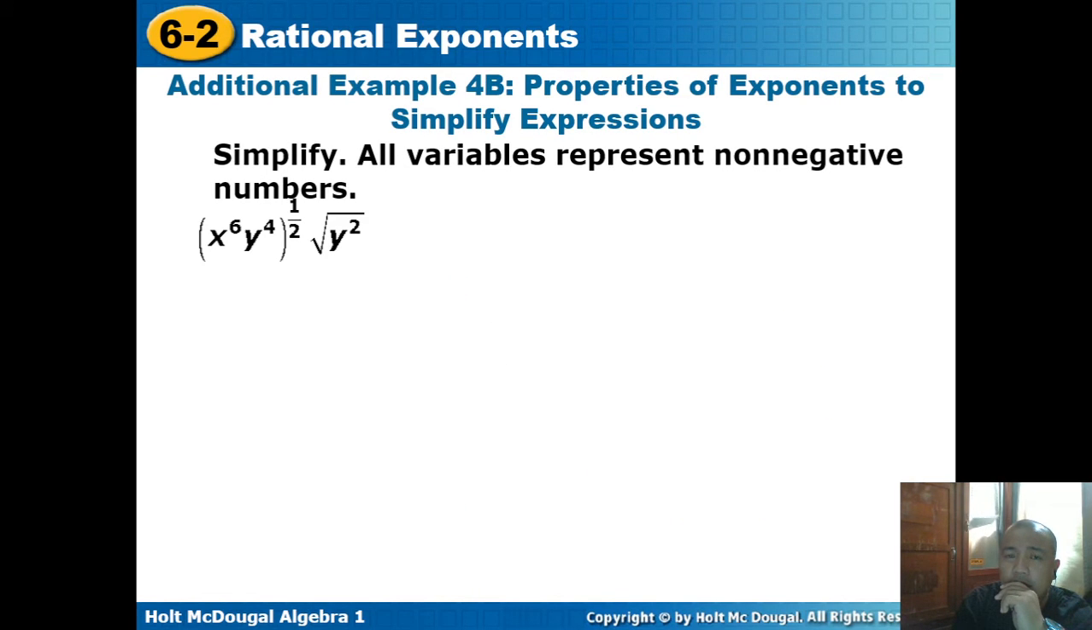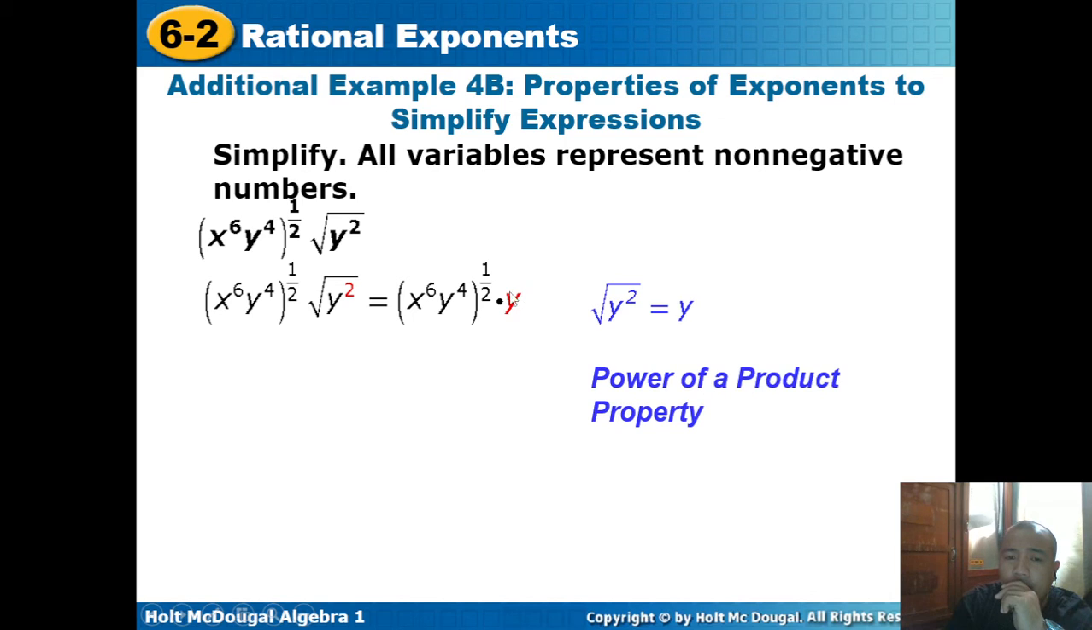Another, simplify. All variables represent non-negative numbers. x to the 6, y to the 4th raised to 1/2 times the square root of y squared. The square root of y squared is y, because y times y is y squared, right? So we can now write this as x to the 6, y to the 4th raised to 1/2 times y.